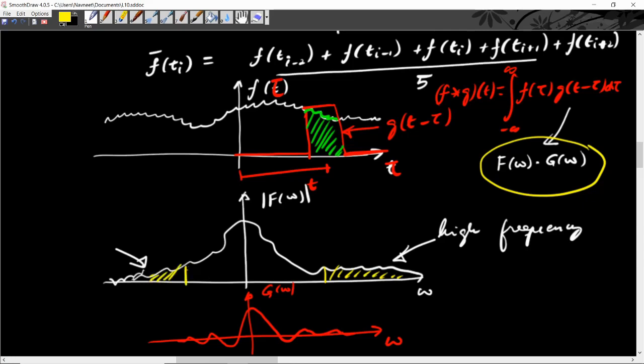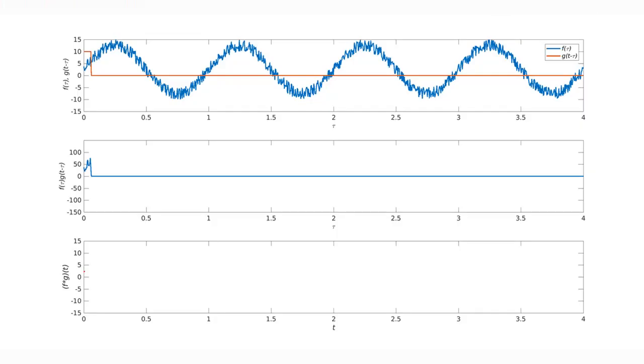So if we take the product f of omega times g of omega, these high frequency contents will be removed because the sinc function takes on very small values for high values of frequency, and we'll be left with only this part of the spectrum. Of course, that is modified due to the product with this Fourier transform, and then we'll end up smoothing our function because we'll not have the high frequencies anymore.